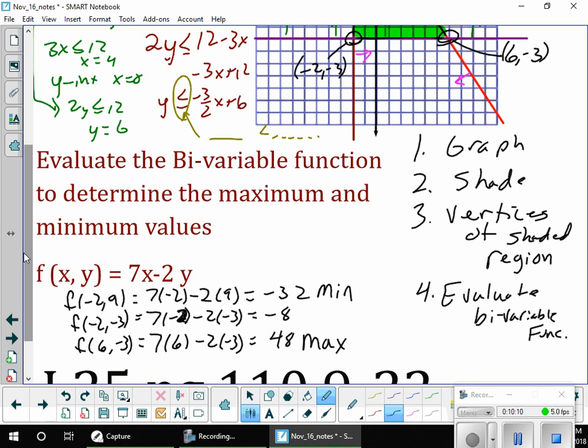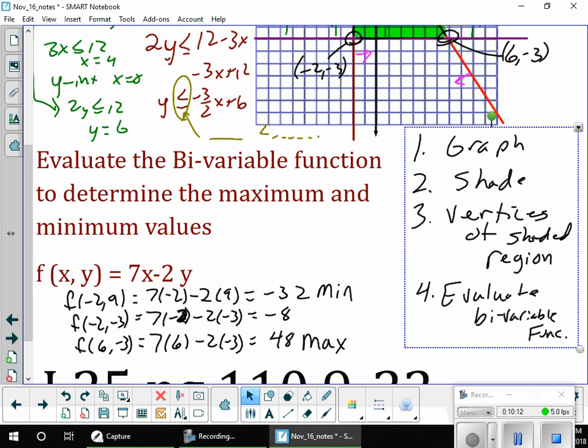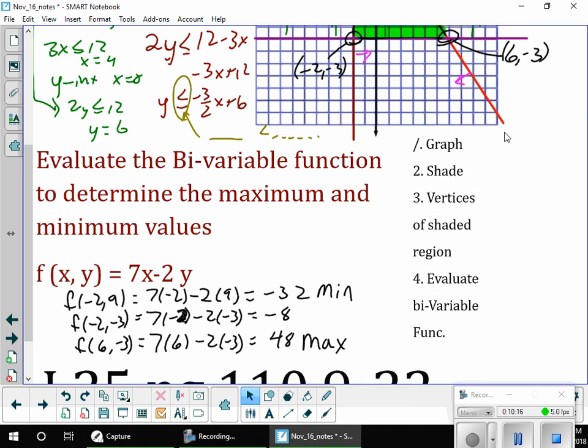I wonder what this all says if I recognize handwriting. Graph, shade, vertices, shaded region, evaluate bivariable function. There you go. That's all we have to do in this particular lesson. You've got to be able to do those things, and I think you can do it.